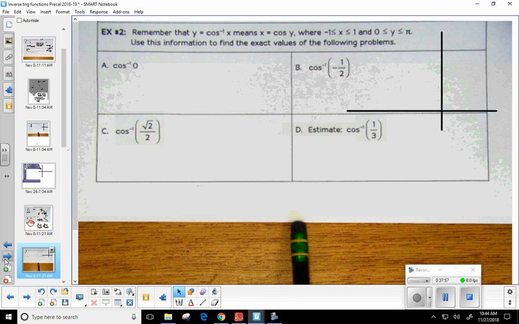Now, I am going to give you one hint on B because a lot of people have been missing this one today. Remember, cosine inverse, just like sine inverse, you have to start rotating from standard position. I already see some people erasing. Here we go.